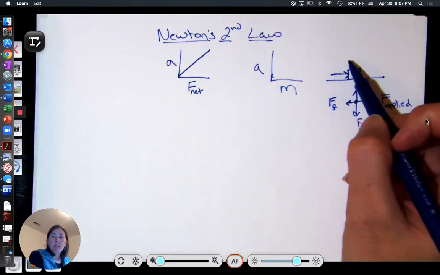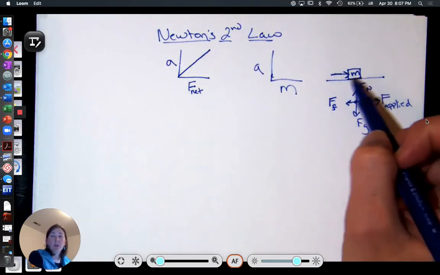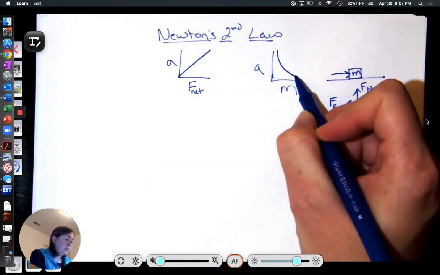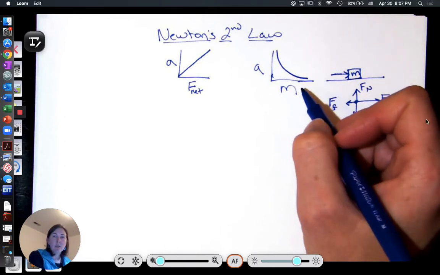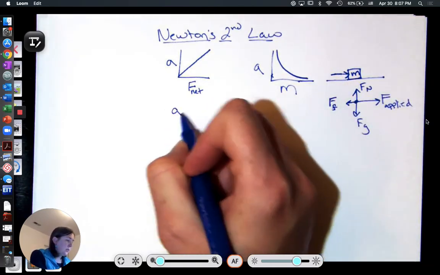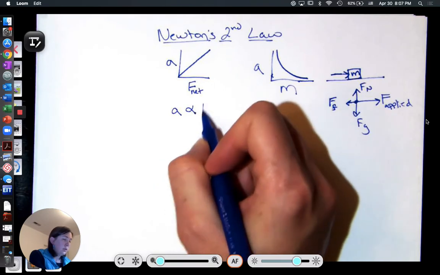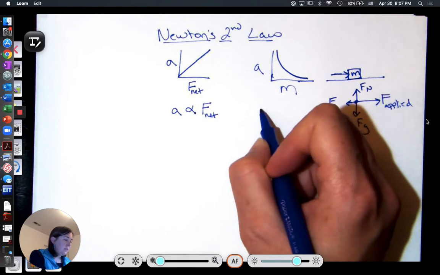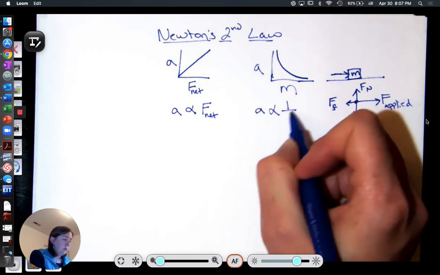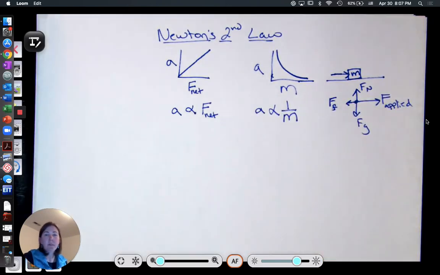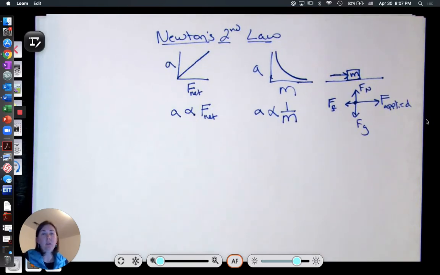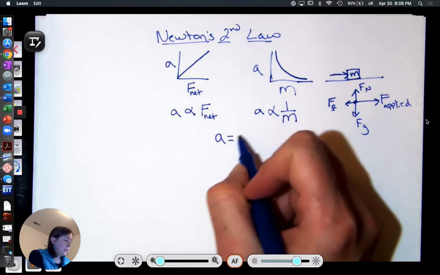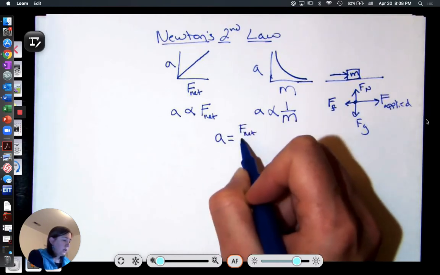If I were to make this mass smaller and smaller, the acceleration will increase, and this is an inverse function. It's not a linear function, it's an inverse. And so we can say that acceleration is proportional to the net force, and it is inversely proportional, 1 over m, to the mass. And that is basically Newton's second law. We can put these two things together and say that acceleration is the net force over the mass.